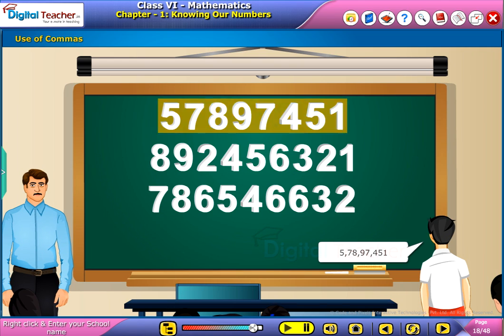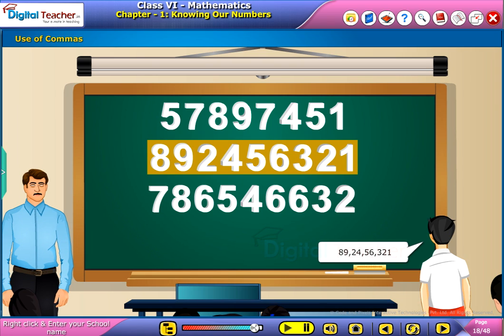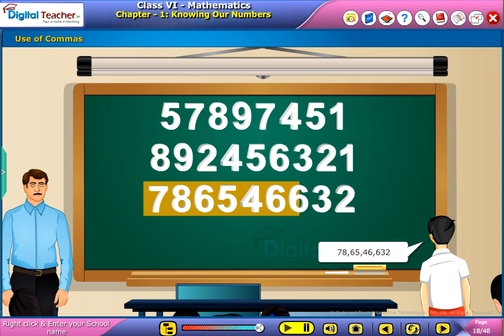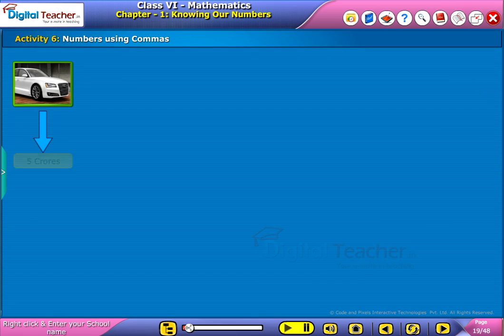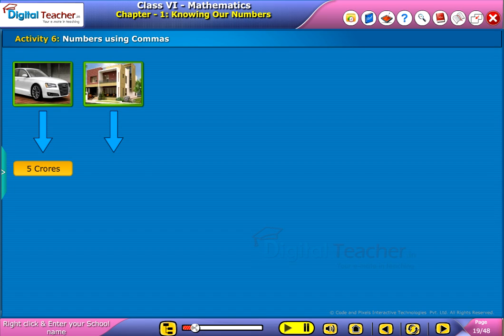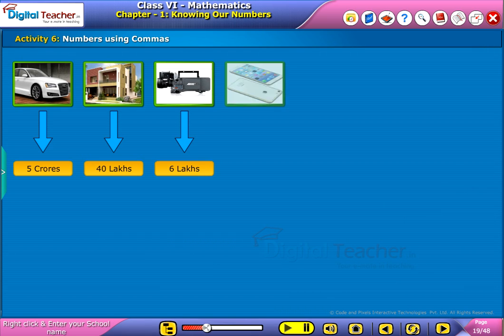5,98,97,451. 89 crore 24 lakh. 56,321. 78 crore 65 lakh. 46,632. Let us perform an activity to convert the number names to figures and place commas in proper positions.